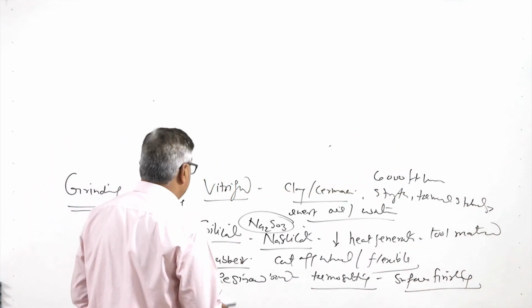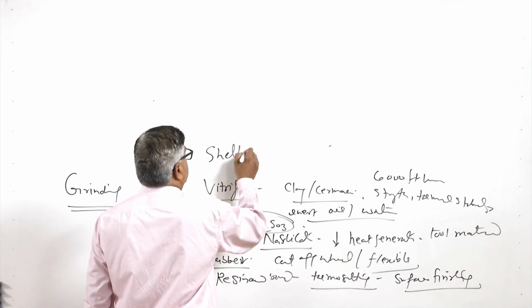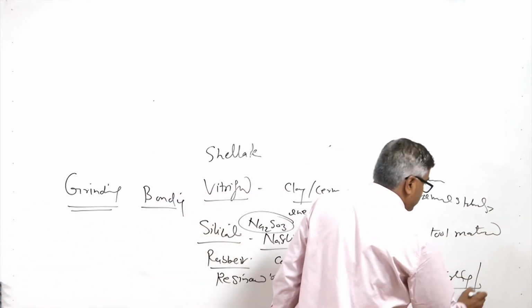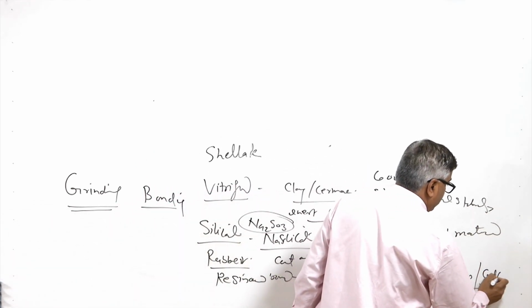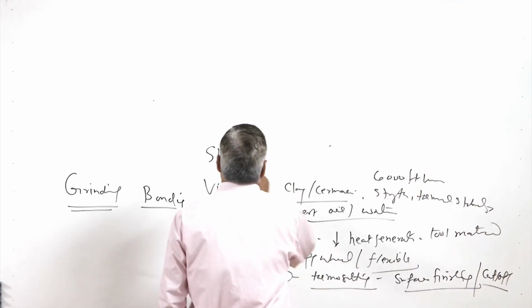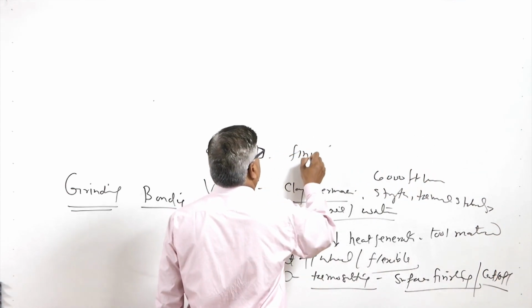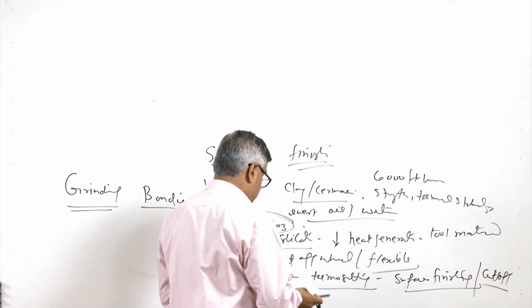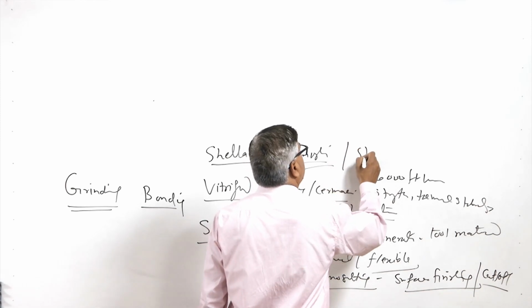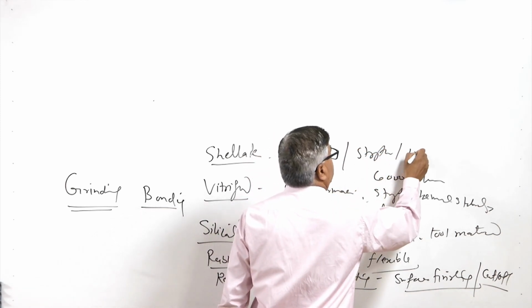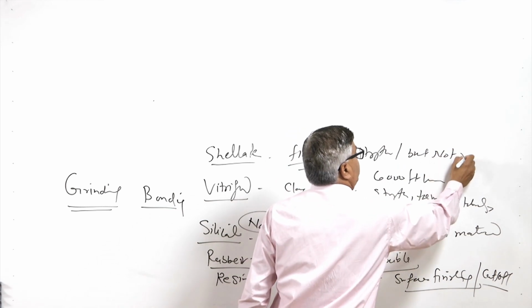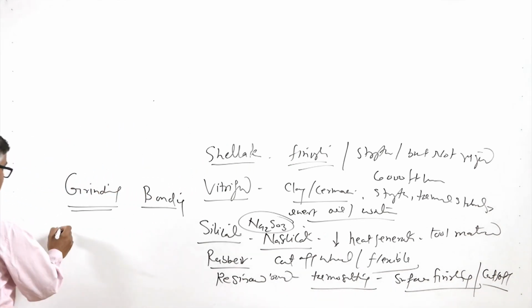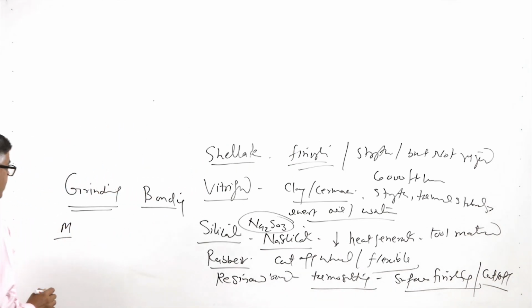Apart from that, we have the shellac bond. Shellac is used for super finishing as well as for cut-off wheels. Shellac bond is used for finishing purposes, and it is good in terms of strength but not rigid. The last one is the metallic bond, indicated by the letter M.